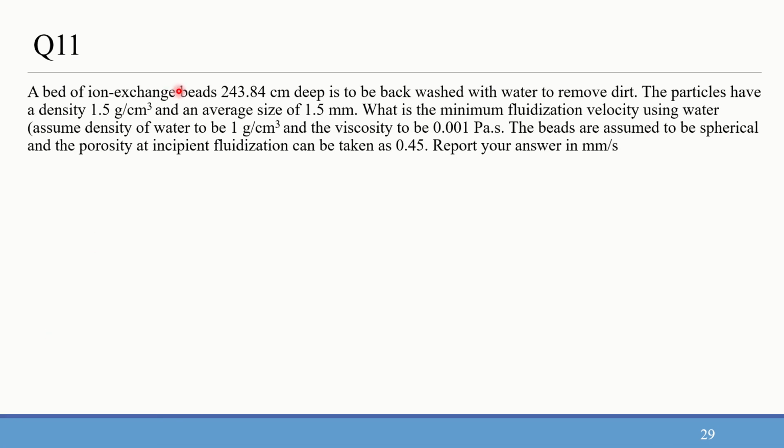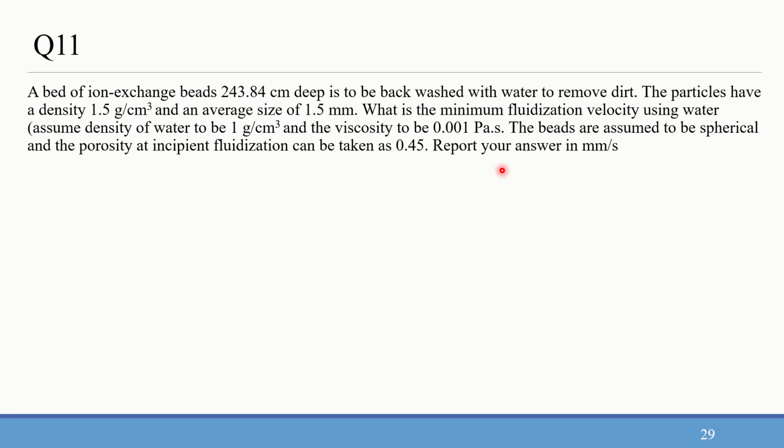A bed of ion exchange beads 243.84 centimeter deep is to be backwashed with water to remove the dirt. These particles have a density of 1.5 gram per centimeter cube and an average size of 1.5 mm. What is the minimum fluidization velocity using water, assuming the density of water to be 1 gram per centimeter cube and viscosity to be 0.001 Pascal second? The beads are assumed to be spherical and the porosity at the incipient fluidization can be taken as 0.45. And we need to report the answer in mm per second.